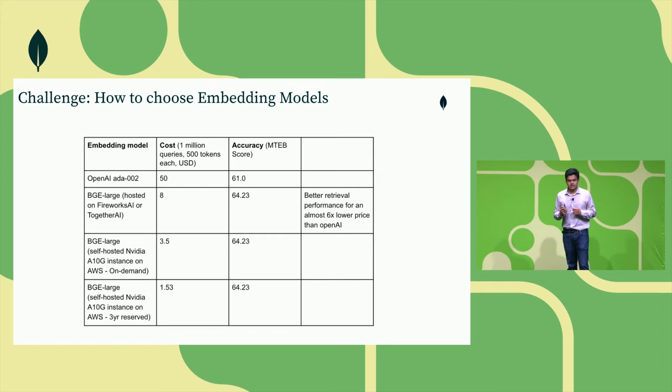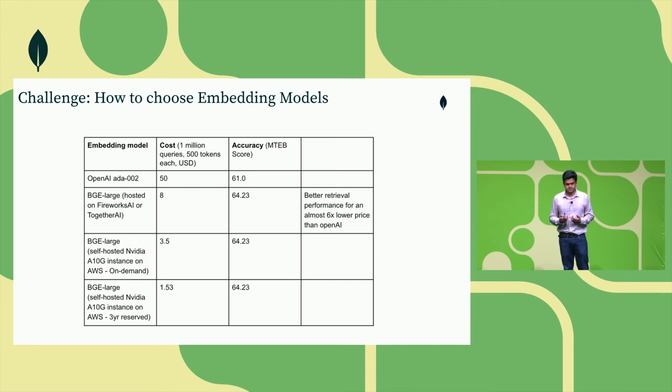For accuracy, there is a benchmark for these models called MTEB. What you can see here is that OpenAI's embedding model is less accurate. The higher the score, the better, on the right. So a 61 score on the aggregate MTEB versus 64.23. The implication of choosing between these models is that you're getting better retrieval performance for almost 6x lower price. And as you go down with further optimizations, when we talk about self-hosted options, you can drastically reduce your price points.